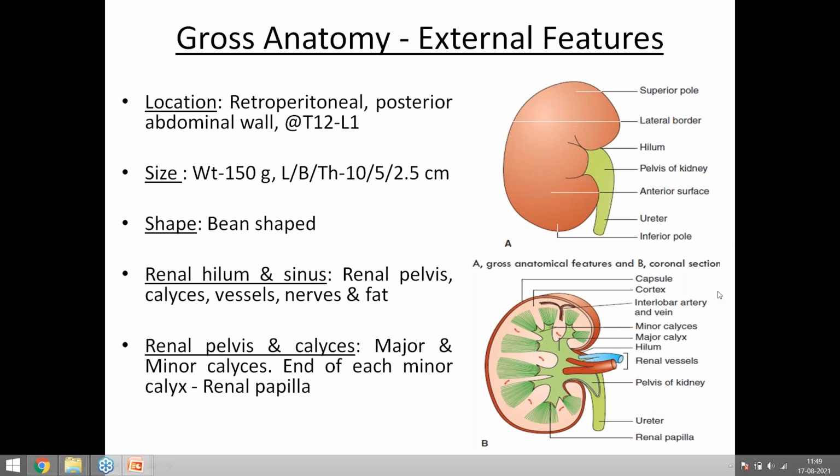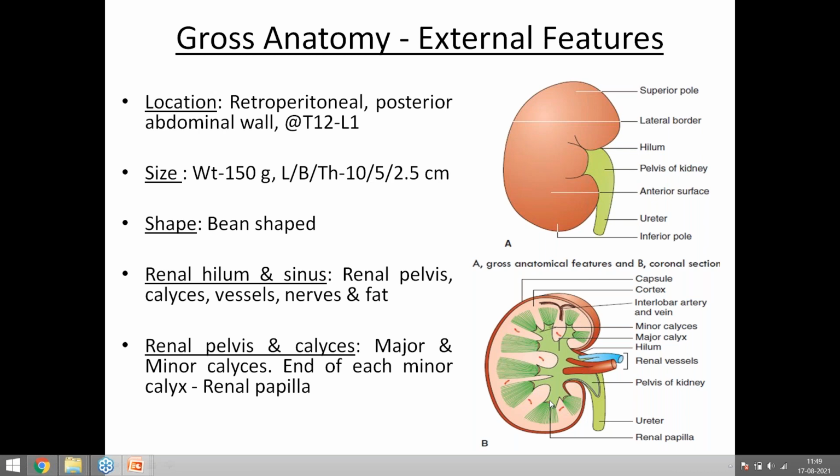So in this diagram, you might be able to appreciate. See here, now this renal pelvis has divided into 2-3 parts. The broad parts here, this one and this one, is your major calyx, and then the smaller branches of it, these are the minor calyces.